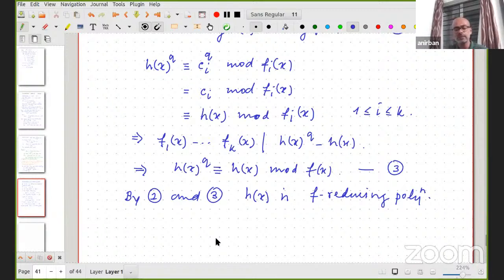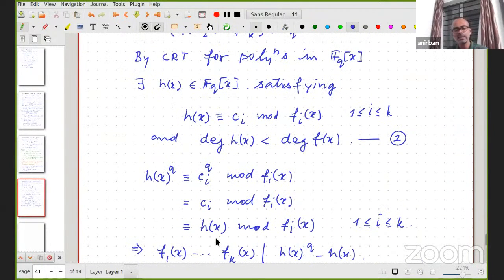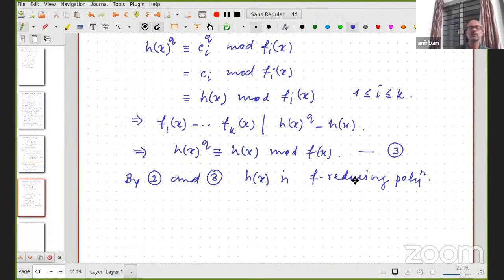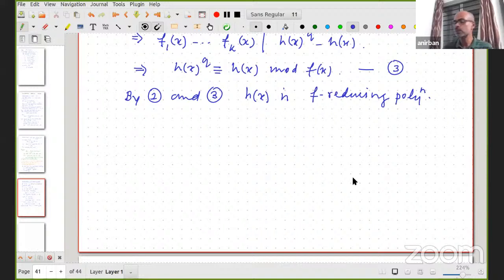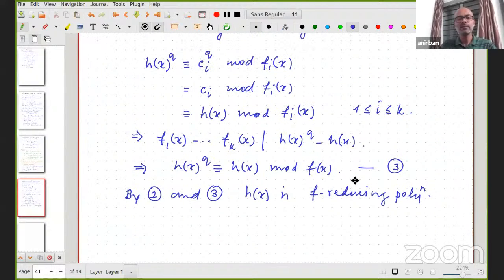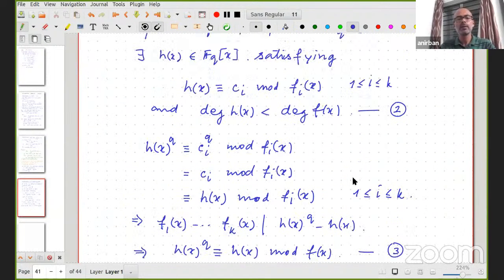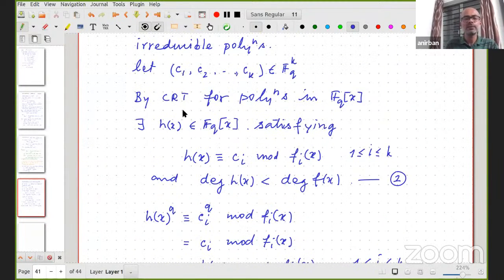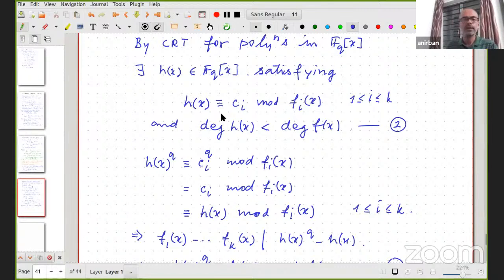We don't know how to find it. We just figured out that we can use CRT to construct it, but we haven't constructed it. That is the next thing. We want to actually construct it, because the idea is to write an algorithm, to use a computer program to actually give us the factorization. So let's analyze how we got the solution. What we have done is use CRT to look for solutions of this system of congruence equations, h(x) congruent to ci modulo fi, and we looked at the solution.